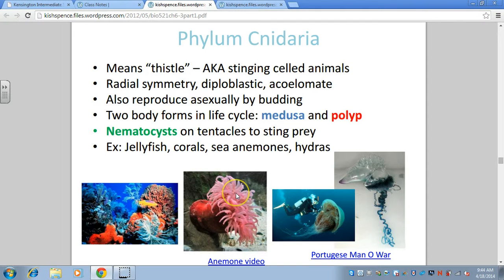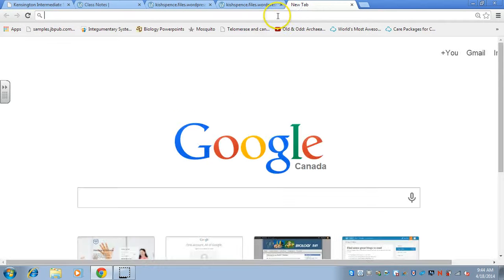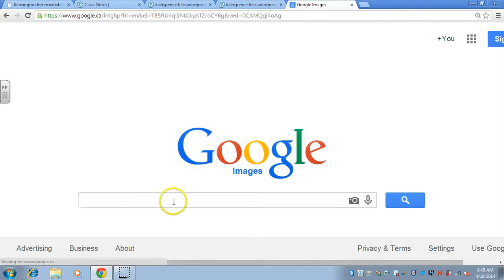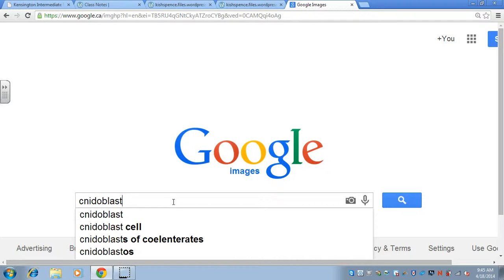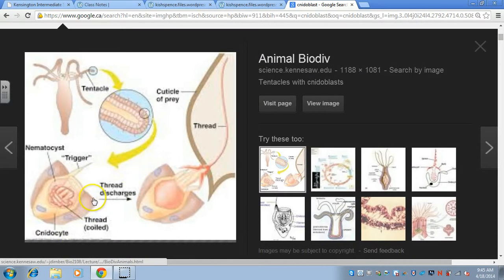On their tentacles, they have really neat little cells called cnidoblasts. Okay, let's see. Cnidoblasts. Oh, just need to see the whole thing. There we go. Okay, so they have cnidoblasts with nematocysts in them.